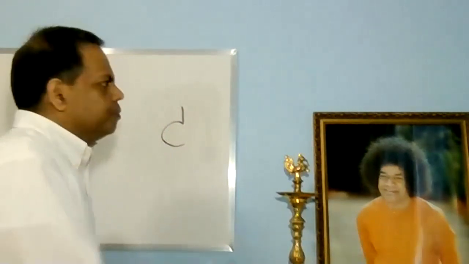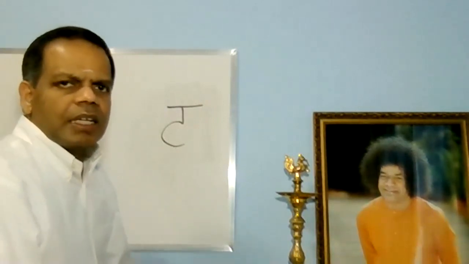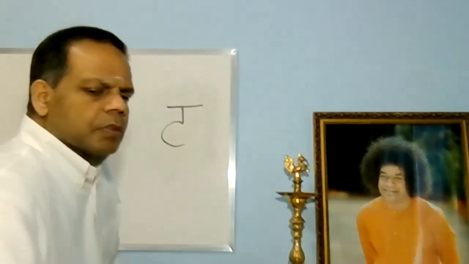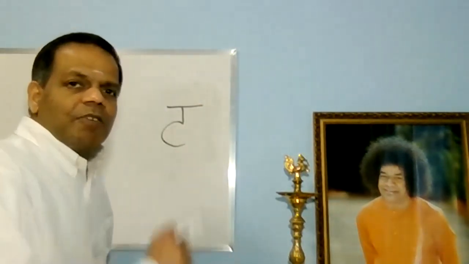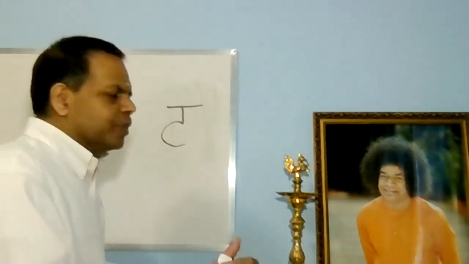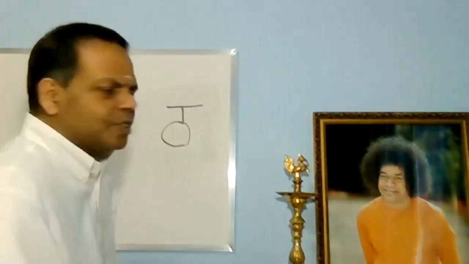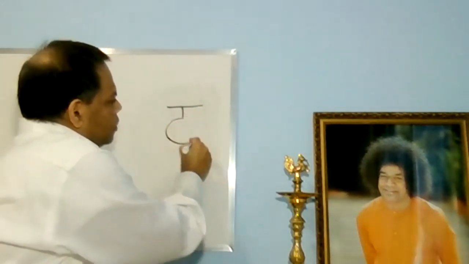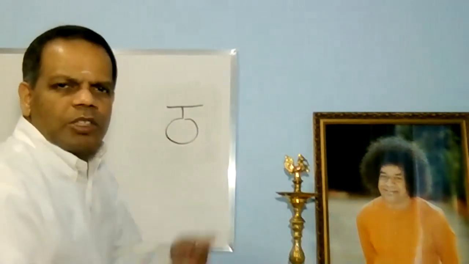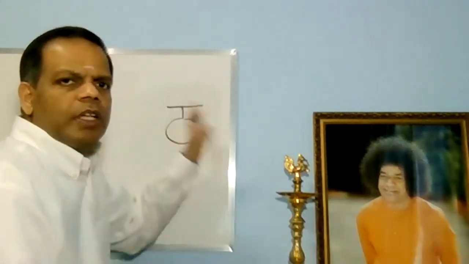Draw a line down. That is ta, with a line on top. It is simple. The first letter in the ta varga is ta. It should be straight. Now I will keep this and go to the second one, which is tha. The only difference between the first and the second is that this half circle becomes a full circle. You draw a line, almost touching, you can touch it also, it doesn't matter. Half is ta, full is tha.